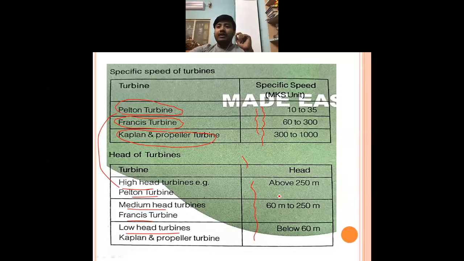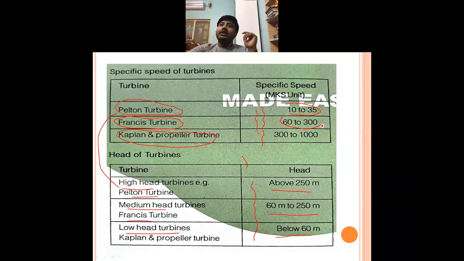Above 250 head, it is high head. 60 to 250 head, it is medium head, and below 60 head, it is low head. Similarly, specific speed of 10 to 35 is low specific speed.